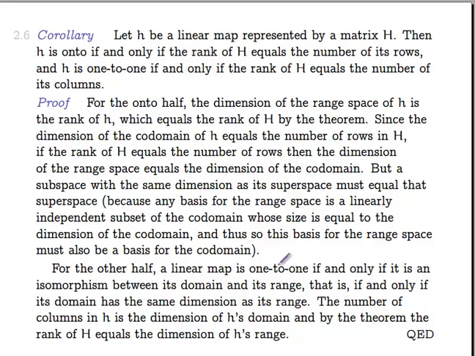All right, for the other half, a linear map is one-to-one if and only if it is an isomorphism between its domain and its range. That is, if and only if its domain has the same dimension as its range. The number of columns in H is the dimension of the domain. And by the theorem, the rank of H is equal to the dimension of H's range. Okay.